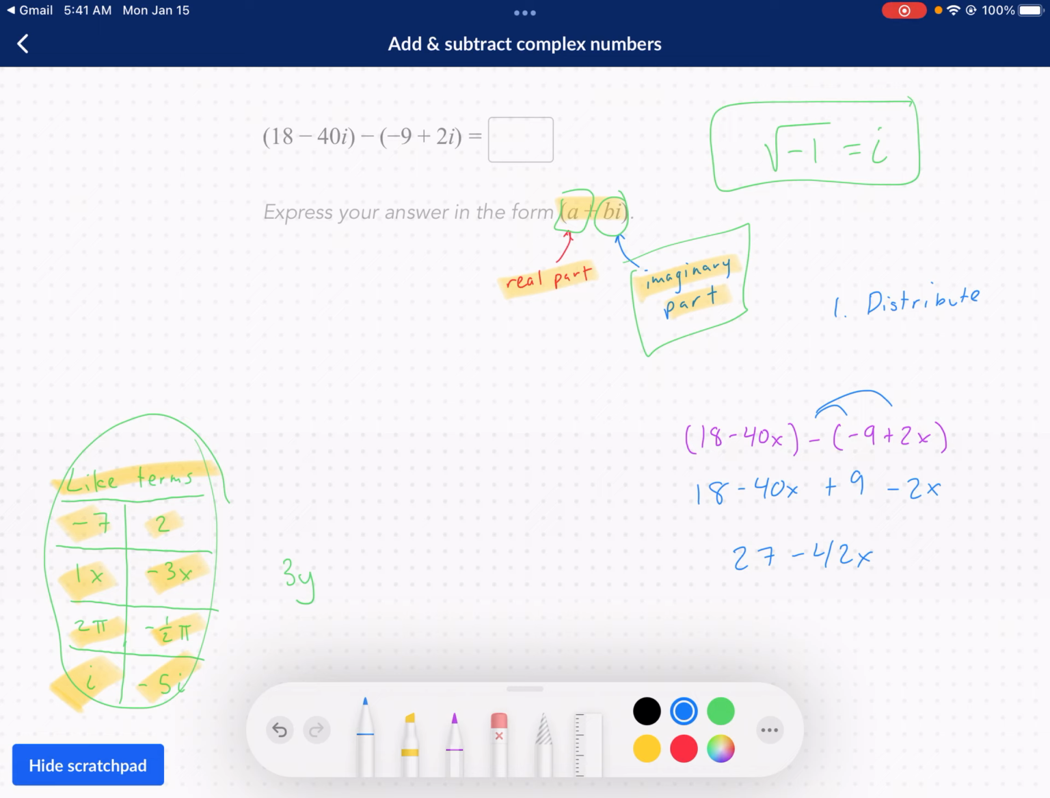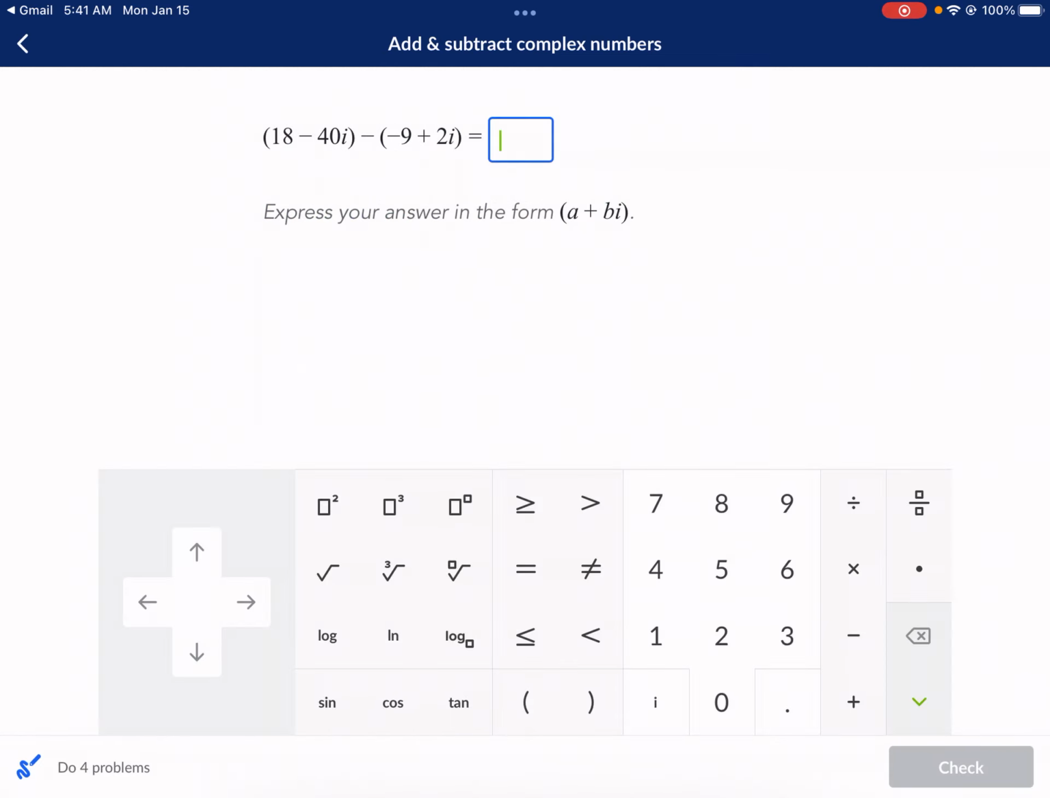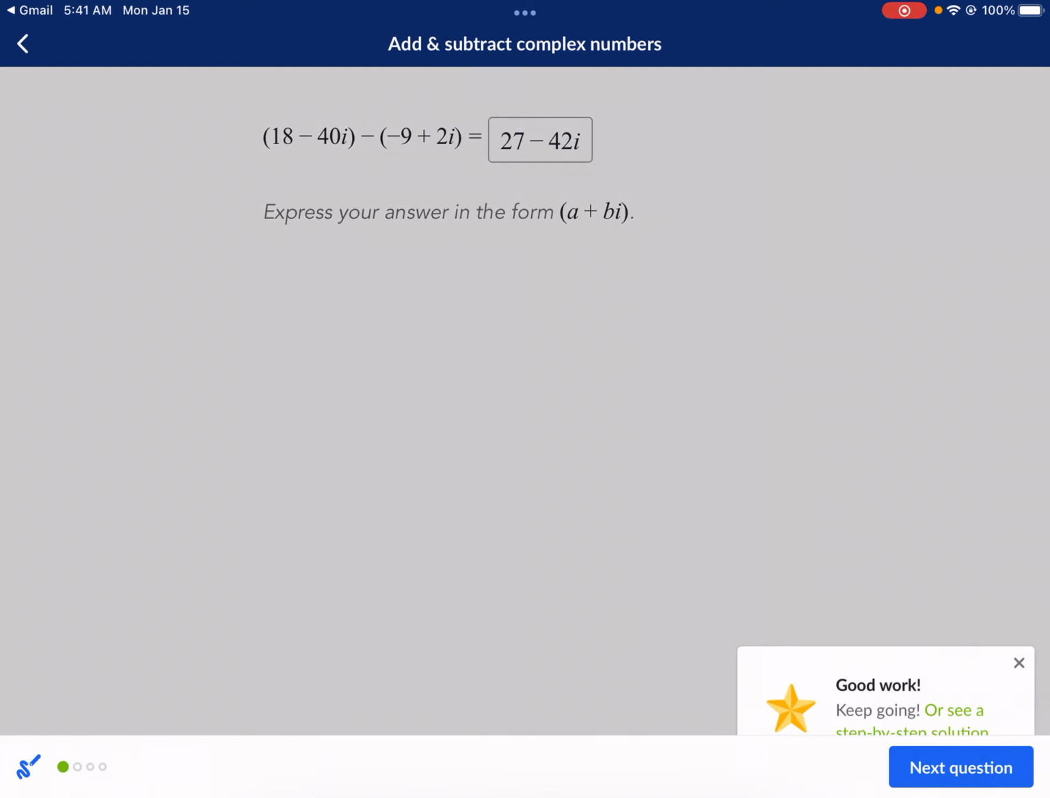As I do the same thing up here, I'm going to do the minus, right? And then I get +9 minus 2i, and then 18 minus 40i. Almost the exact same process. I have 18 plus the 9, that gives me 27, and then minus 42i, and that's my answer. So you can see it's almost identical. The only difference is we have i instead of x. So I'm going to type in 27 minus 42i.